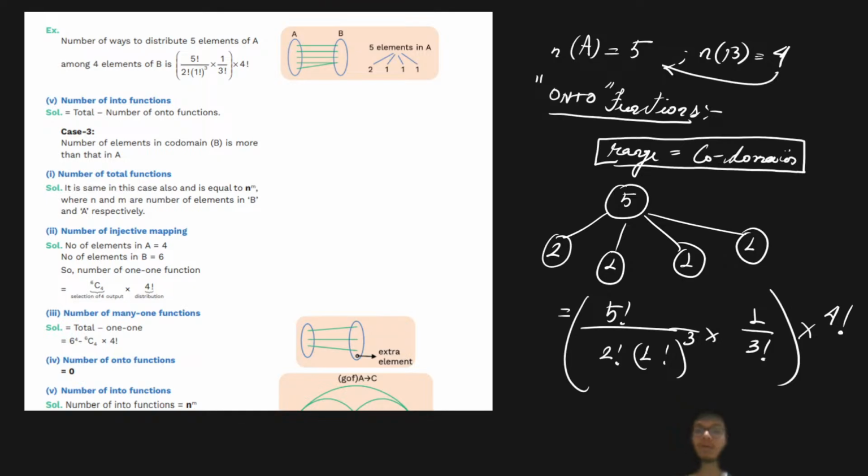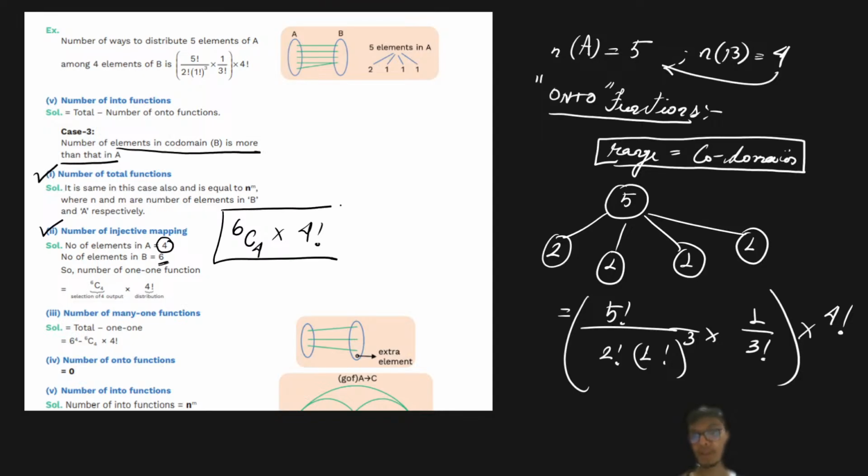Now, another interesting case comes up when the number of elements in the codomain is more than the number of elements in A. In this case, the total number of functions is again the same formula. But if I need to calculate injective or one-one maps, it is very simple. If I have 4 elements in A and 6 elements in B, out of the 6 elements in B, I will select 4 which will be the images, and then distribute them among the four elements in 4 factorial ways. This will give me the number of one-one functions possible.